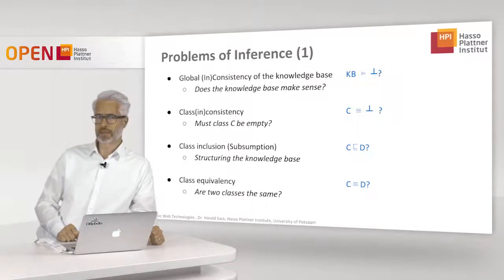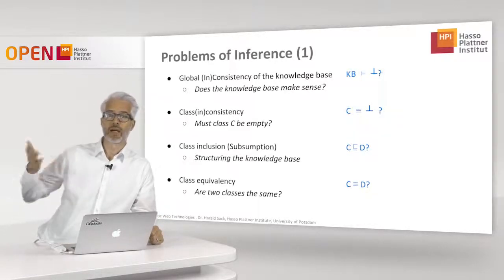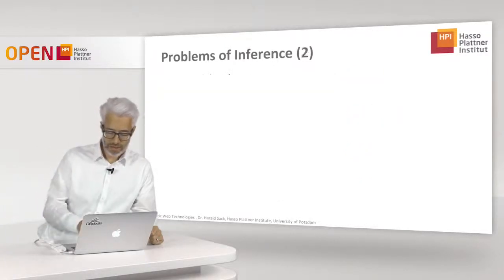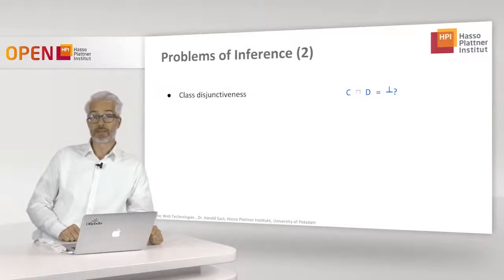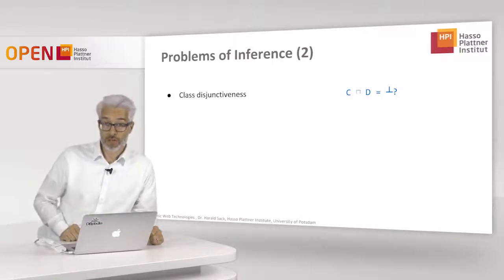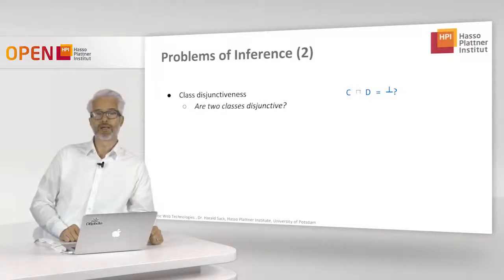So this is about the knowledge base itself and knowledge about the classes. What else can we ask about classes? If we compare two classes, C and D, with each other, they can be part of each other. They can be equivalent. Another interesting thing would be, are these two classes disjoint? If I look at the conjunction of both classes, is this conjunction empty? If this is the case, then I know that the two classes are disjoint.